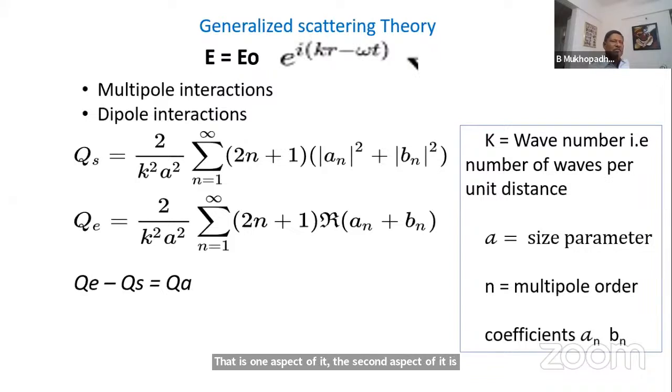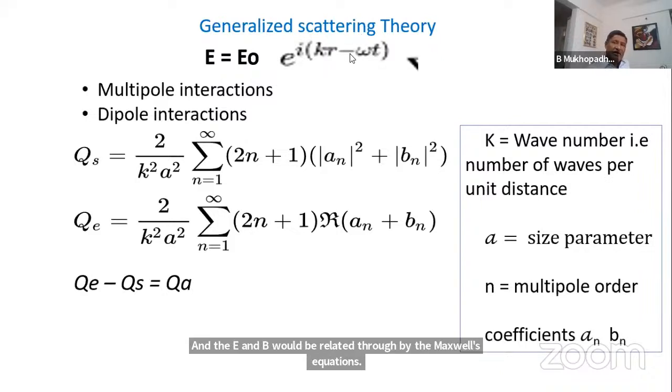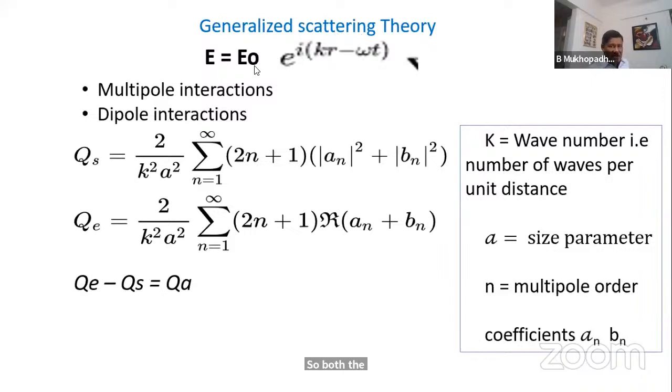It's easy to consider a polarized wave because in one plane the E oscillations, the electrical field, will take place. It is also true for the magnetic field, B. And the E and B would be related through Maxwell's equations. So both the terms will have to be explicitly given. I've just taken an example of the electric field oscillation.